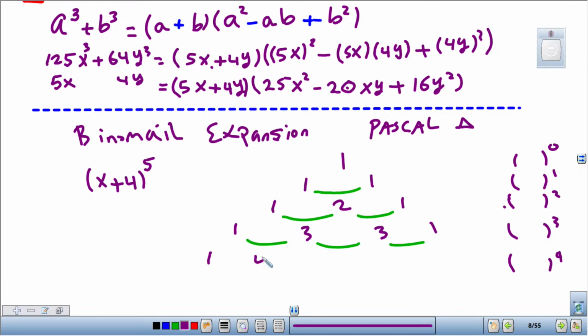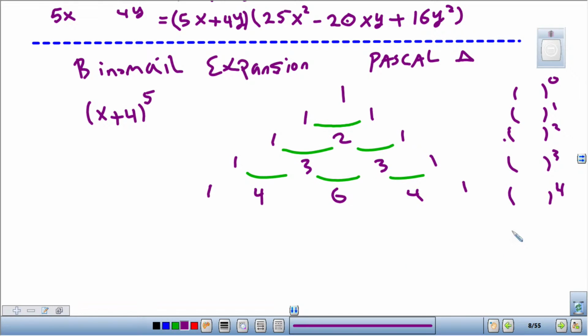I'm going to get 4, and 3 plus 3 is 6, and 3 plus 1 is 4 again, and then I end up with 1. Remember, you're going to end up with 1. You start with 1, you end with 1. That's what Pascal is.